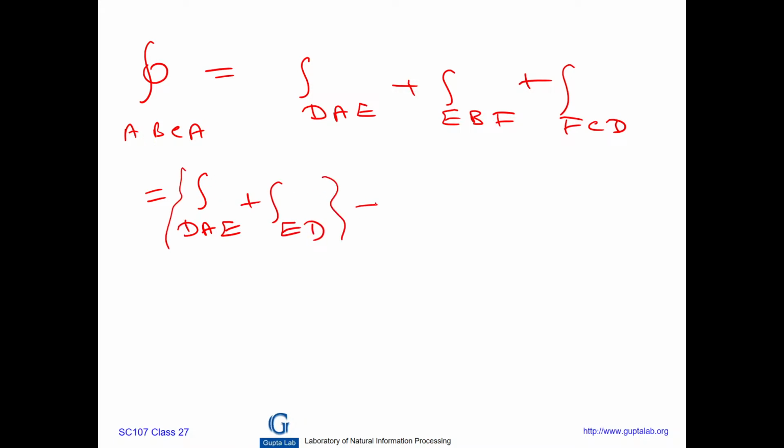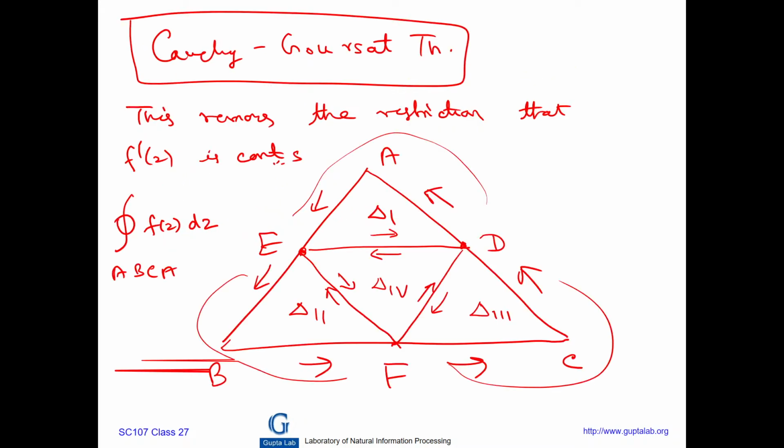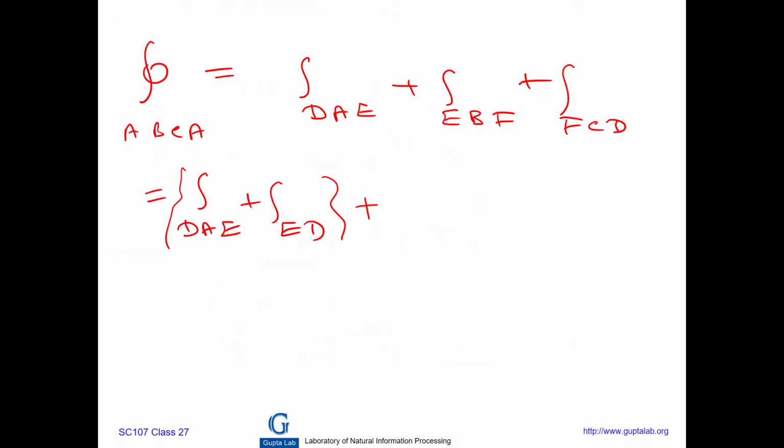मैं ऐड करता जा रहा हूं now. So basically ED, DAE plus ED, एक छोटा वाला triangle का हमने सम कर दिया, right? तो बचा क्या हमारे पास? Somewhere here integration along DE ऐड कर दिया, right? Now go to the next one, EBF. इसमें मैं क्या ऐड करूंगा?